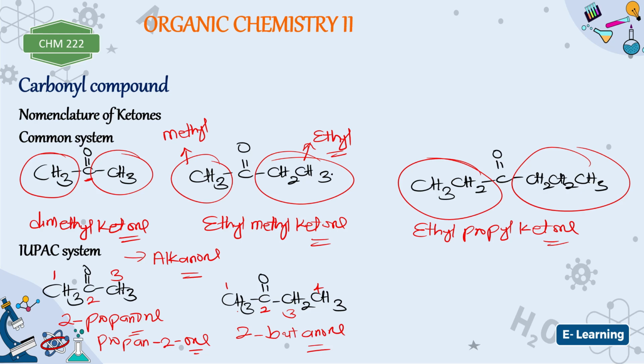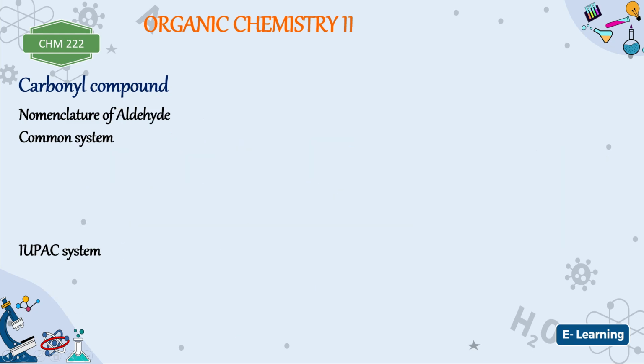And then this one you can say 1, 2, 3, 4, 5, 6, hexanone. So you say this one is 3-hexanone or hexan-3-one. Alright, so that's that. Now for the nomenclature of the aldehyde, you also use the common nomenclature and then you also use the systematic nomenclature.